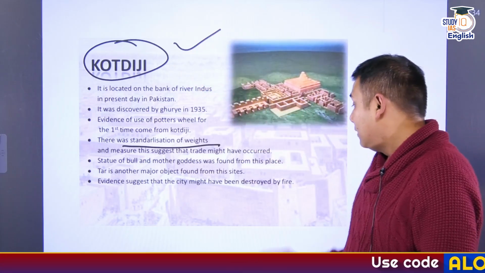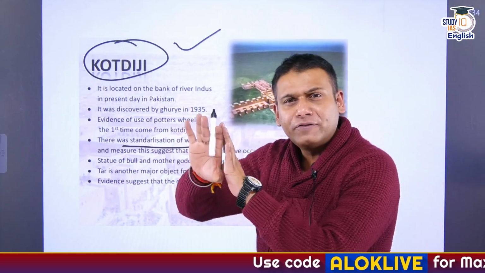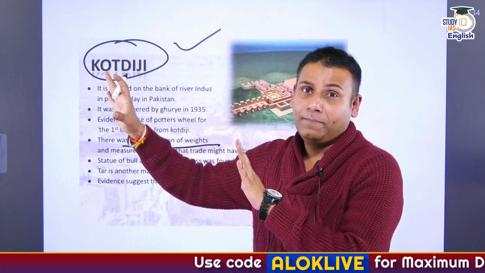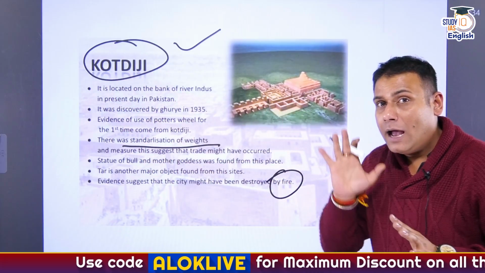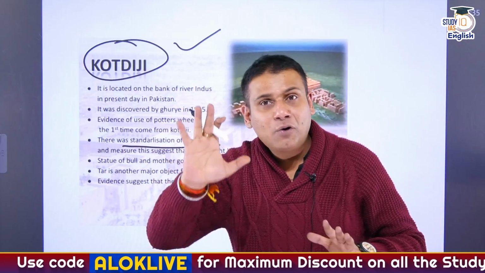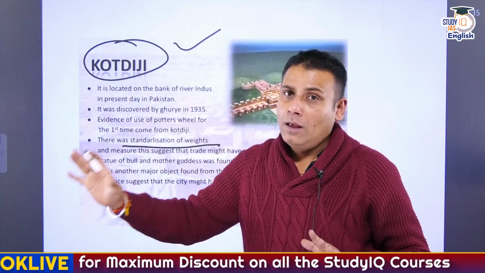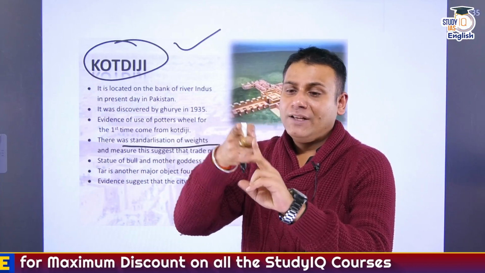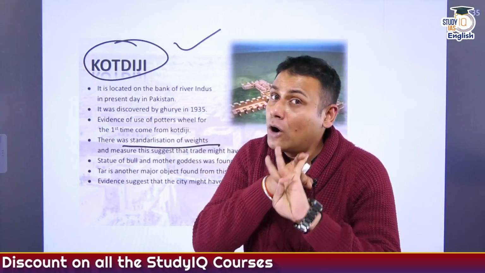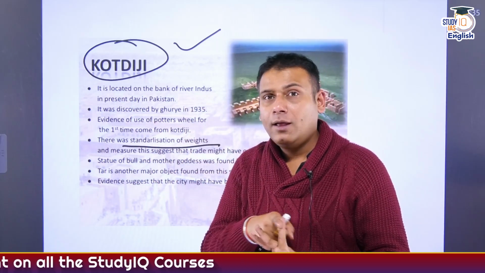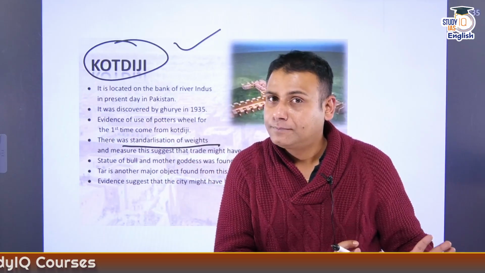Evidence suggests that the city might have been destroyed by fire because you can observe a certain amount of smokiness on the walls of Kot Diji. So we can infer that the city might have been destroyed by fire. I'll repeat the points again. The site of Kot Diji is located on the banks of river Indus in Pakistan. Correct? Statue of bull, statue of mother goddess, also referred to as Saptamatrika. For the first time, potter's wheel has been found. Okay? Standardized system of weights and measures have been found at the site of Kot Diji.